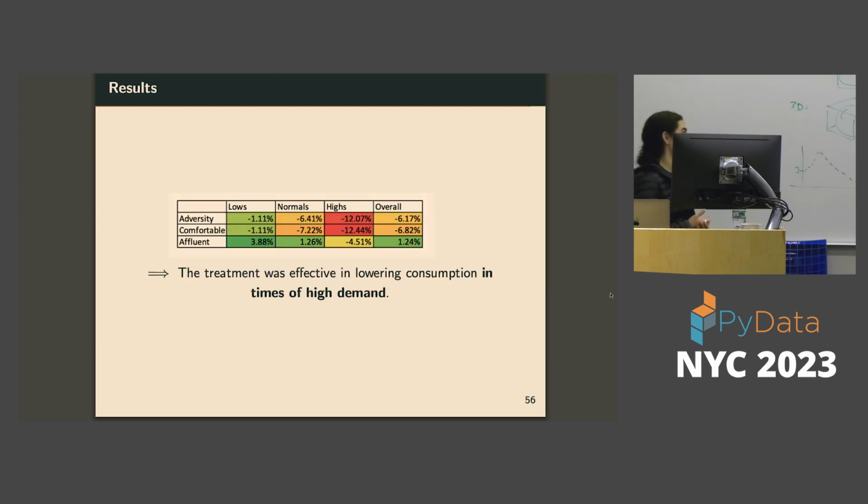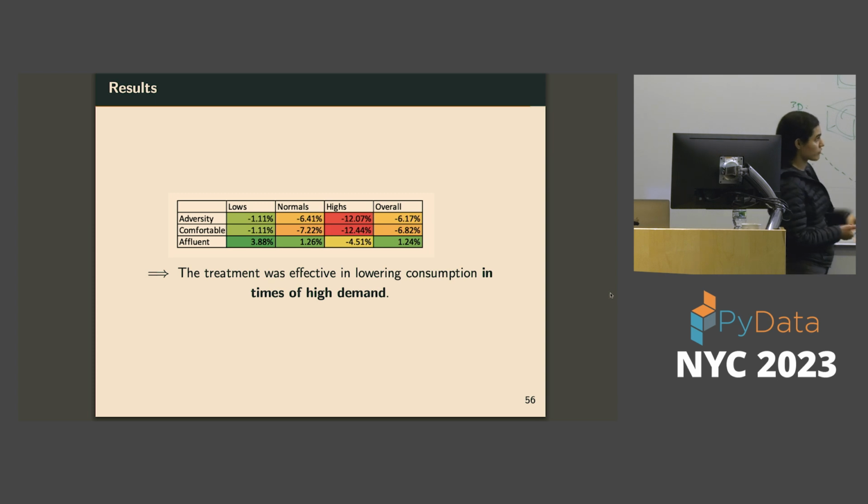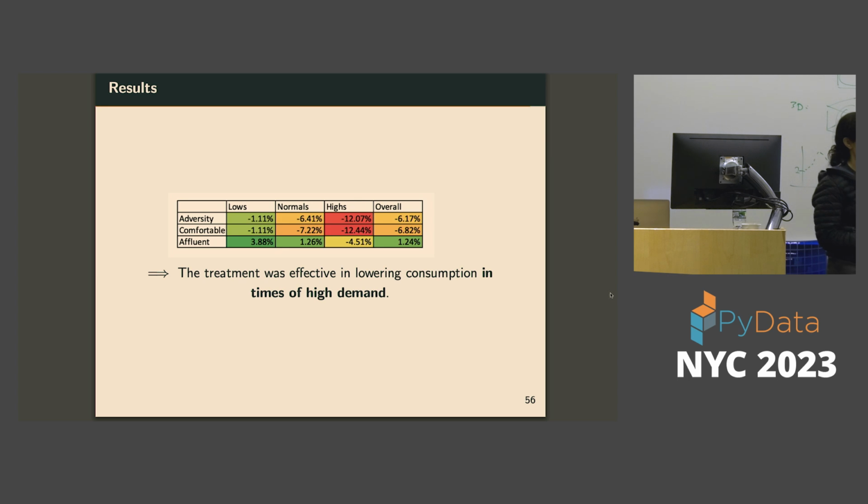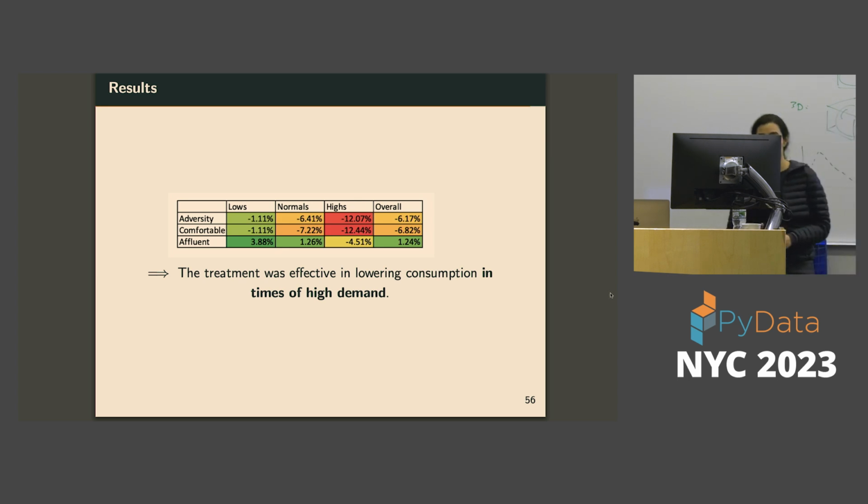So here are some results. We have our 3 socioeconomic categories, and we have our 3 segmentations of price. Overall just takes everything into one group. But let's go back to the original question again. We care about the impact during these high price points. And so on average, the adversity and comfortable groups have shed demand by 12%, and the affluent group has shed demand by 4.51%. So here we can conclude, going back to the effectiveness metric that we defined for this pricing model, that our treatment was effective in lowering consumption in the times of high demand.